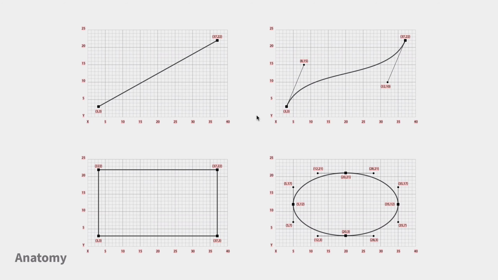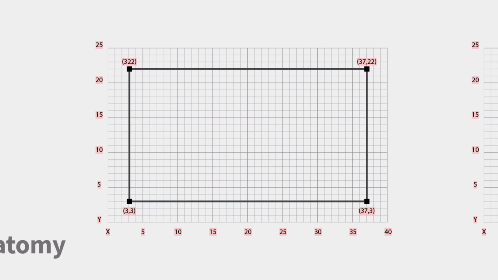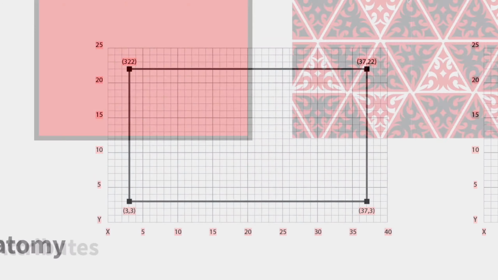There are 2 types of paths. These are known as open paths, such as a straight line, curve, or swirl, and the second type is known as a closed path, which is any shape that is joined by its beginning and ending points. For example, a square, circle, or triangle.